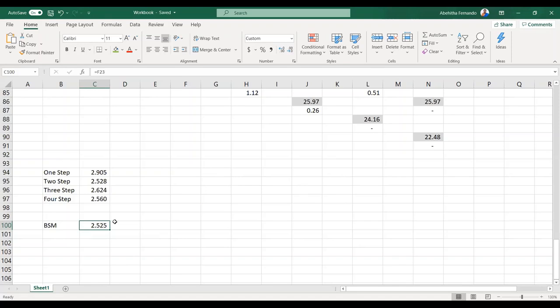So we say that for Black-Scholes models, even though the accuracy is high, the applicability is less, because we can use it only for European options. But the binomial model is more useful in application, because why? We can use it for both European and American options as well.